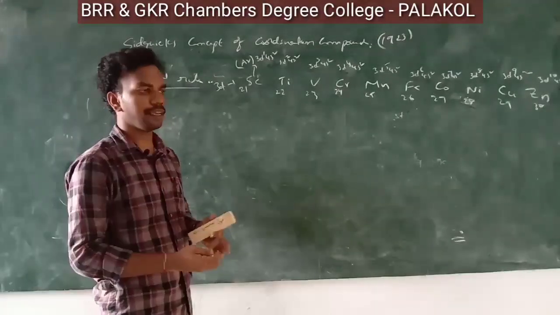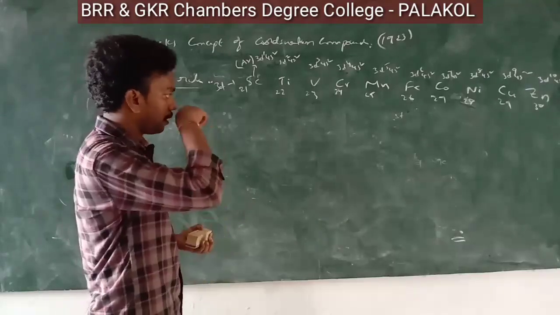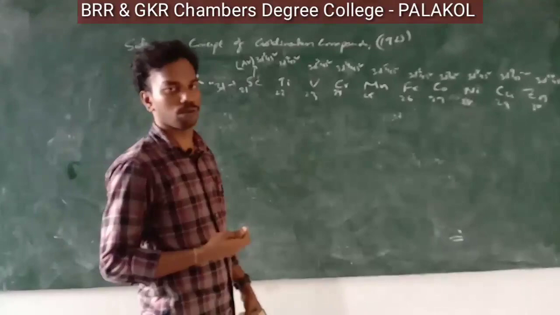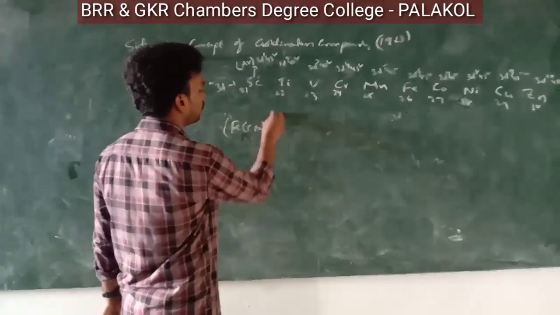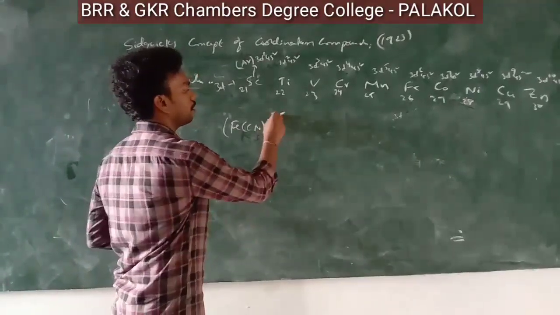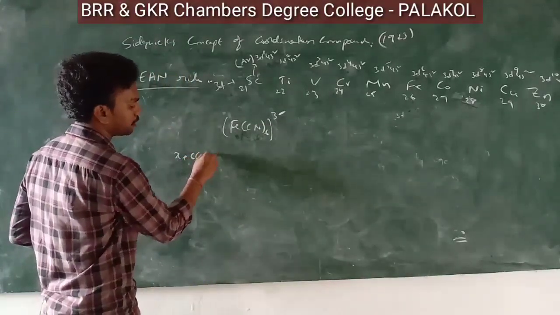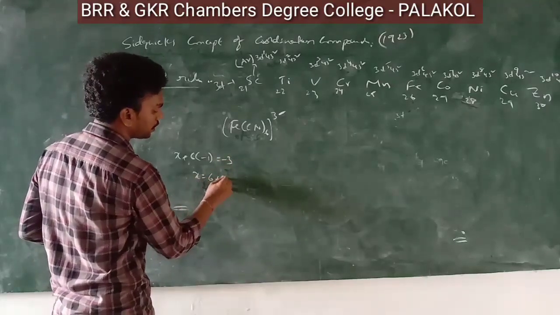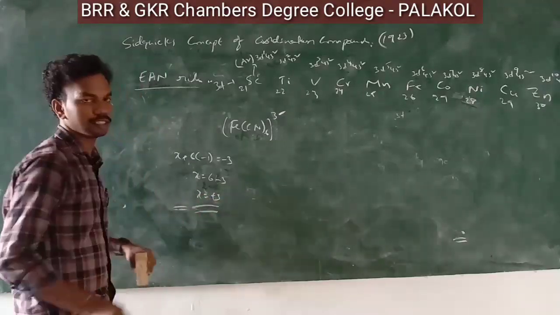So in that way, you can try a few more examples. Last, let me explain one example that is not obeying EAN. Fe(CN)6 3 minus. Let's calculate the iron oxidation state: x plus 6 into minus 1 equals minus 3. x equals 6 minus 3, that comes out to be plus 3. The iron oxidation state is plus 3.